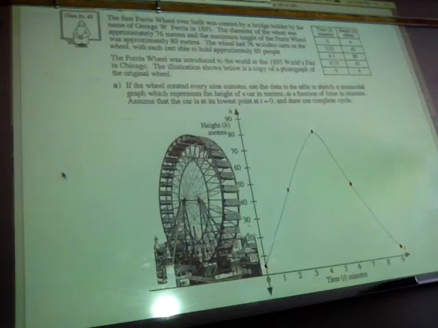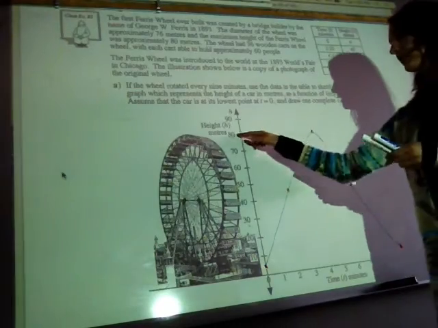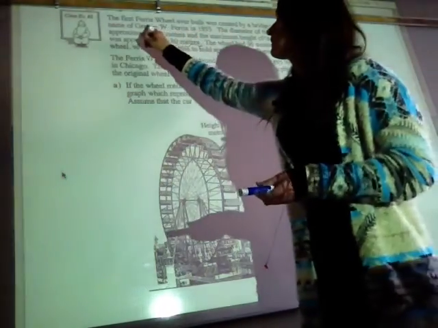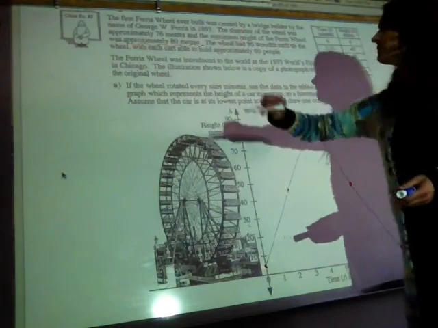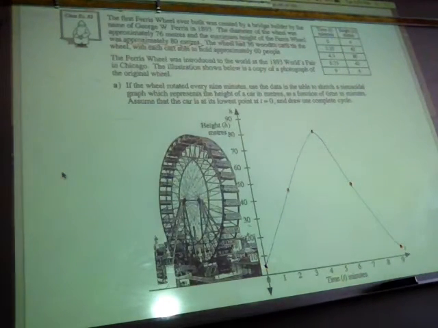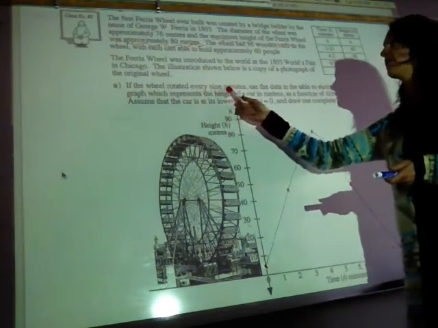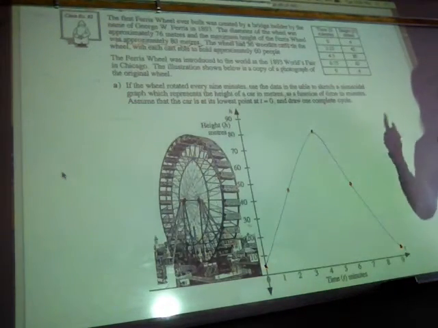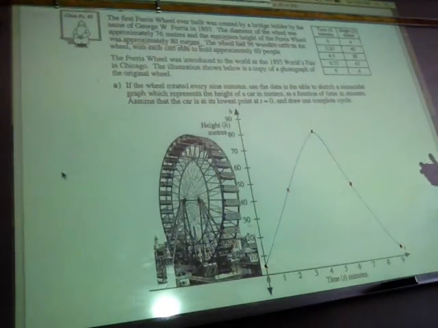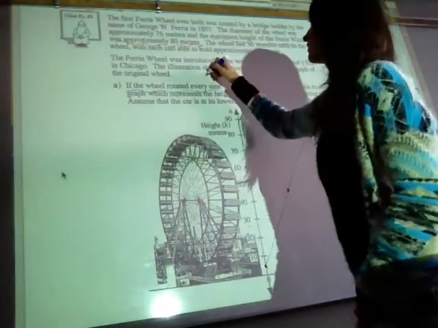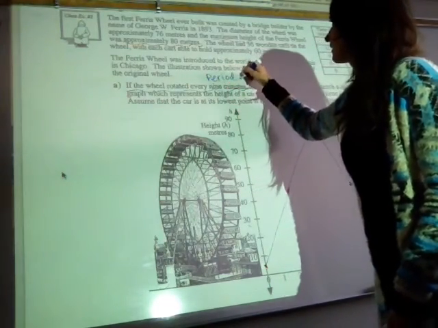They're telling us that the wheel has a diameter of approximately 76 meters, but the maximum height is 80. So our max will be at 80, that's important. Another important piece of information is that the wheel rotated every 9 minutes. That would be 1 period. So right away, just from reading this, you know that your period equals 9 minutes.